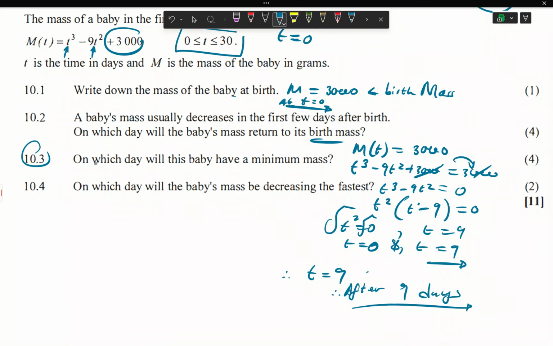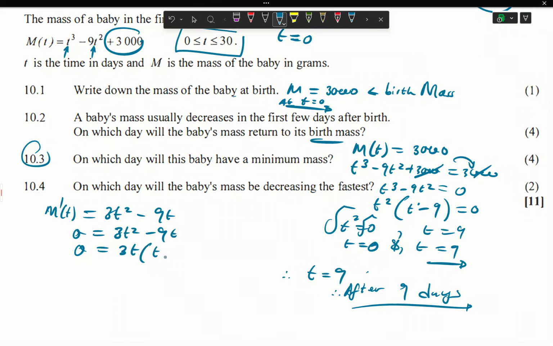So now they say, on which day will this baby have a minimum mass? A minimum mass. It means now you have to take the first derivative. Let me show you. Our original function is M of t. Let's take the first derivative: 3t squared minus 9t. The derivative of that constant is just 0. So now equate to 0, since you know that at the stationary point the gradient is 0. So now let's factor 3t out.